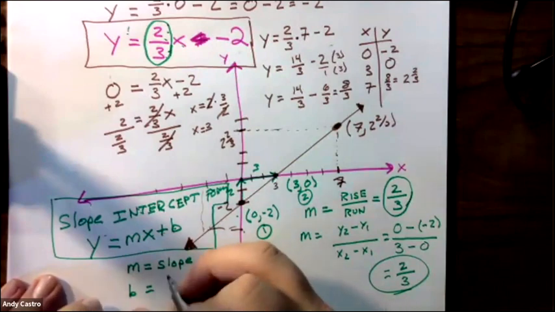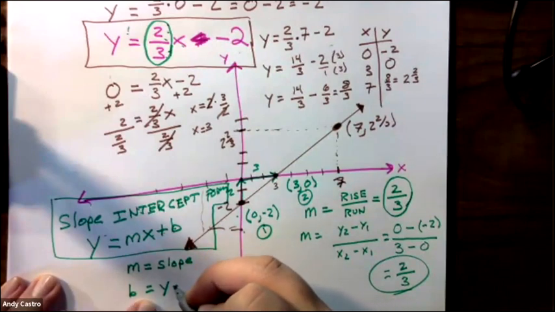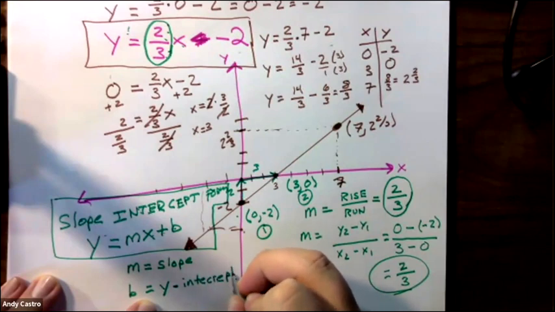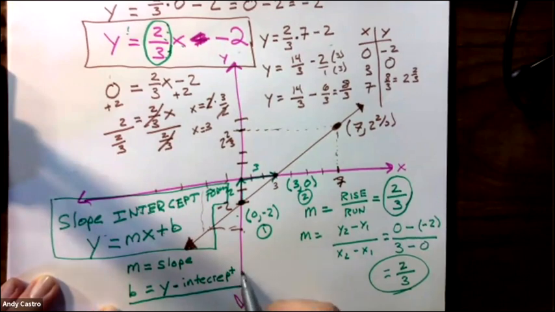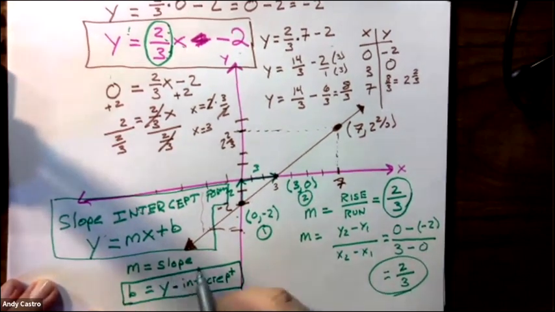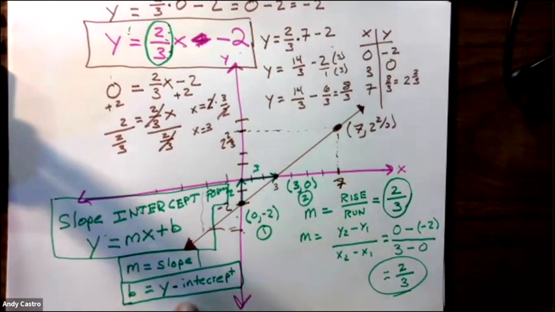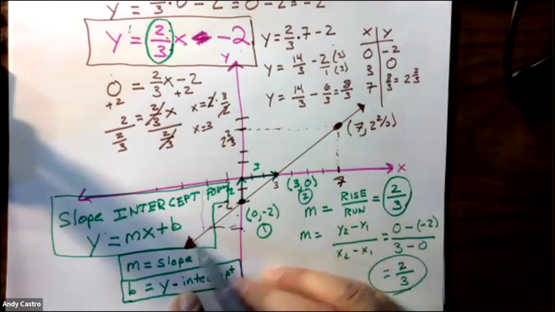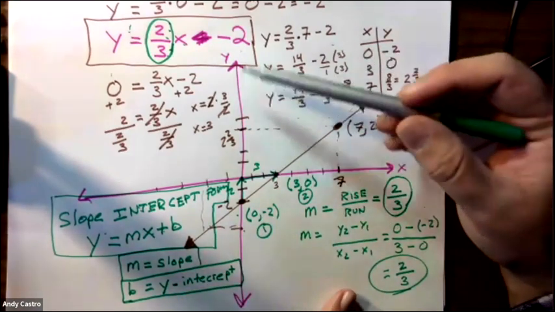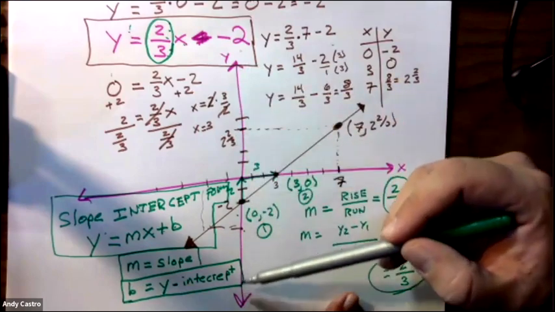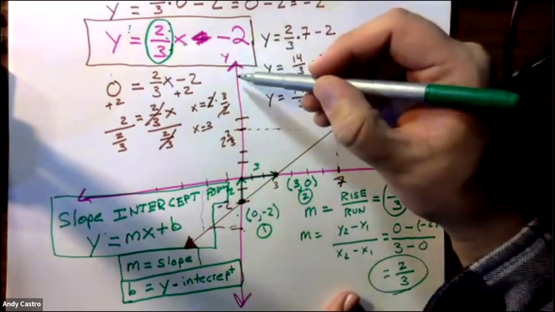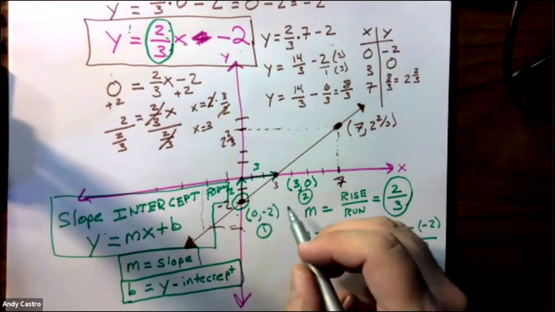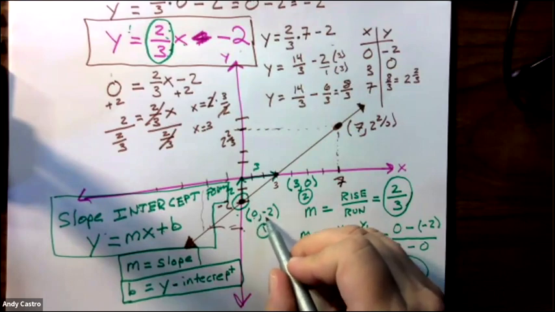b is what's called the y-intercept. Okay, what is the y-intercept? The y-intercept is where the line crosses the y-axis. Here's the y-axis. Where does this line cross? It crosses right here at the point (0, -2).